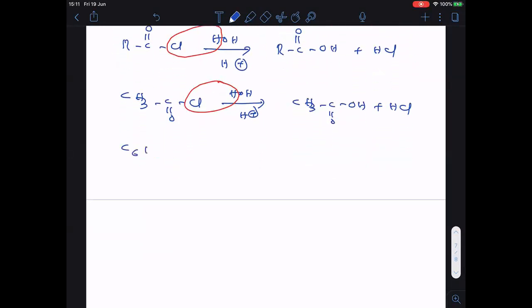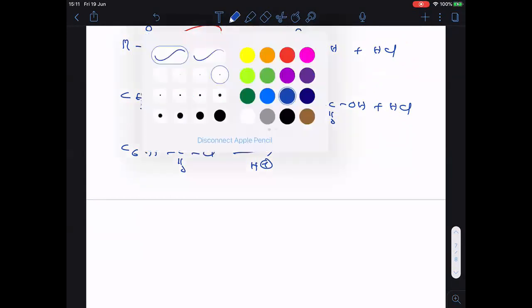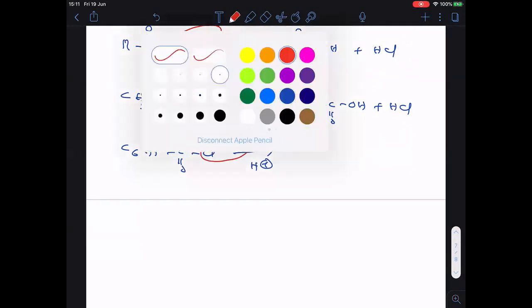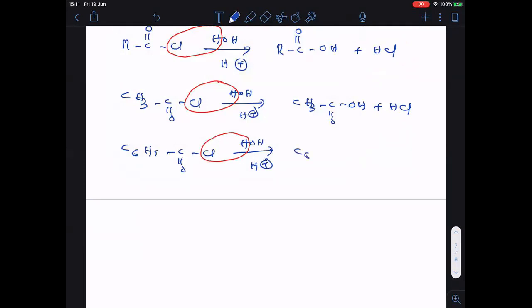And the last example we are going to see is benzoyl chloride undergoing acidic hydrolysis. Here HCl is removed out. Therefore we will get C6H5COOH plus HCl. This is said to be benzoic acid.